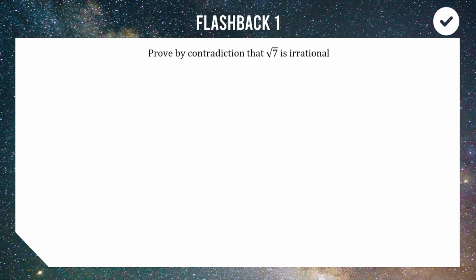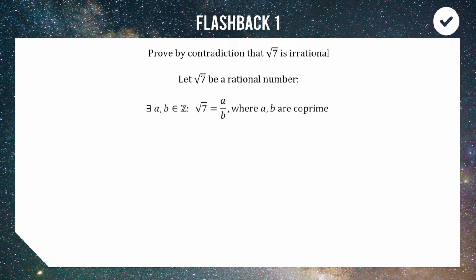We start off by assuming the opposite of what we're trying to prove. So we assume that root 7 is a rational number. Now, a rational number can be expressed as a fraction of two integers which have no common factors. So here's how we write that. There exist two integers a and b such that root 7 is equal to a over b. a and b are co-prime, which means that a over b is already a simplified fraction.